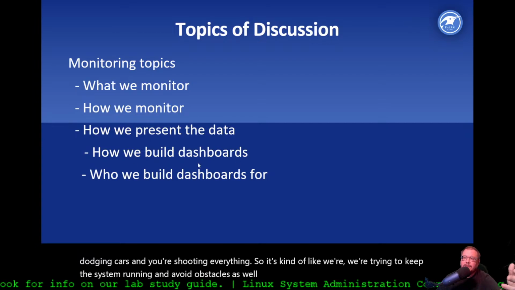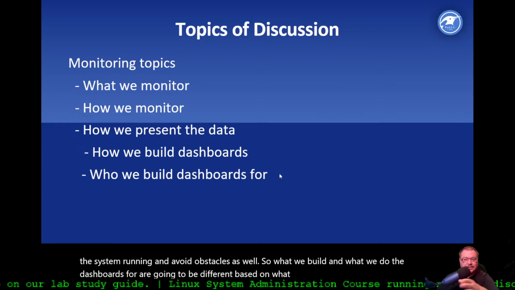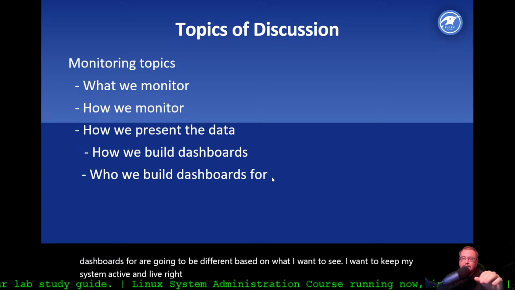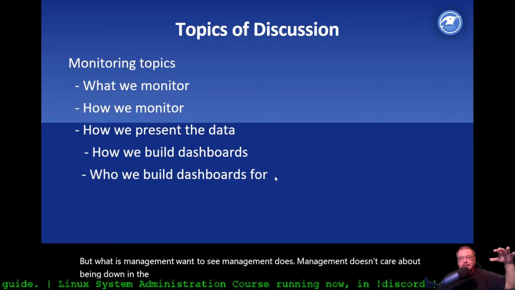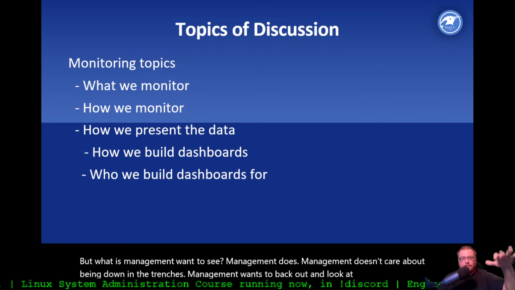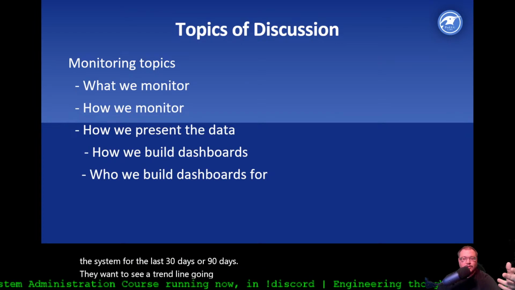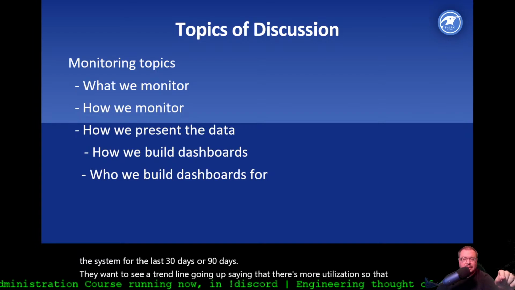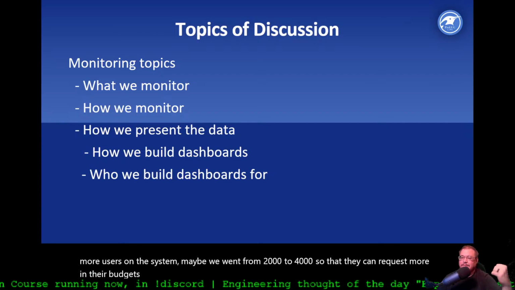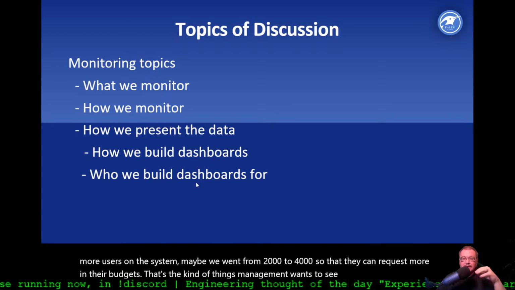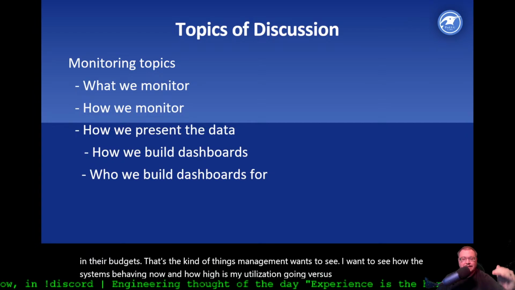What we build the dashboards for is going to be different based on what I want to see. I want to keep my system active and live right now. But what does management want to see? Management doesn't care about being down in the trenches. Management wants to back out and look at utilization of the system for the last 30 days or 90 days. They want to see a trend line going up saying there's more utilization and more users on the system, maybe we went from 2,000 to 4,000, so that they can request more in their budgets. That's the kind of thing management wants to see. I want to see how the system's behaving now and how high my utilization is going versus my saturation. Is anything spiking?